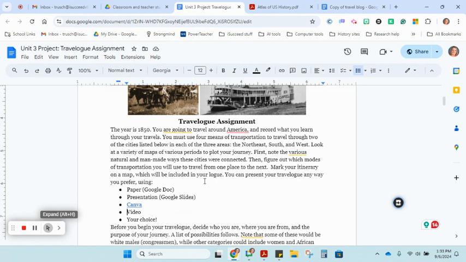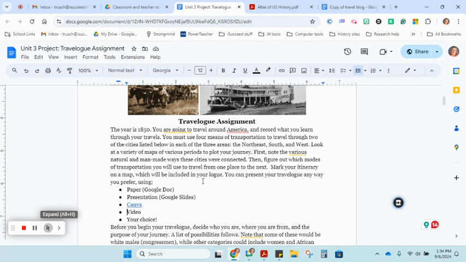All right, so you have your travel log assignment. The year is 1850. You are going to travel around America and record what you learn through your travels. You must use four means of transportation to travel through two of the cities listed below in each of the three areas. So, two cities in the Northeast, two cities in the South, and two cities in the West.